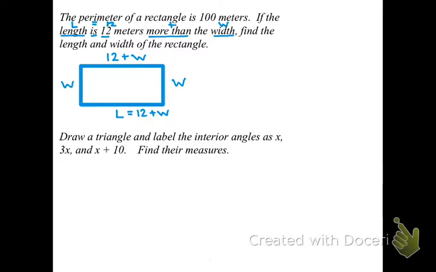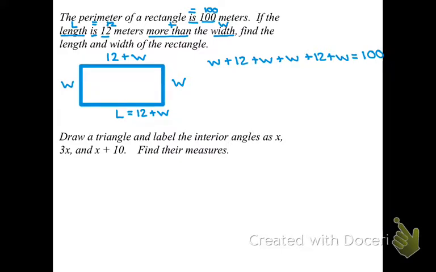Now when we think about my perimeter, I'm going to add up all the sides, and it needs to equal 100. So my perimeter is 100 meters. That means W plus 12 plus W plus W plus 12 plus W equals 100. I literally just took all the sides and added them up.